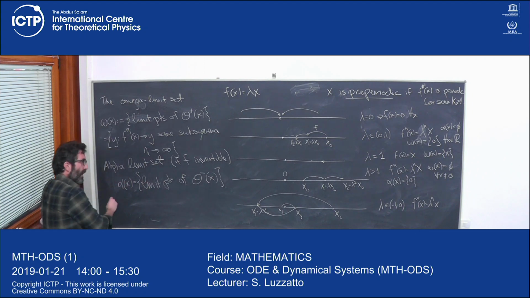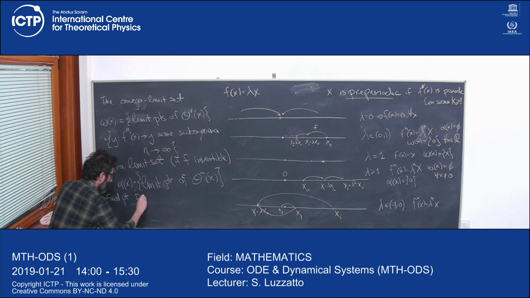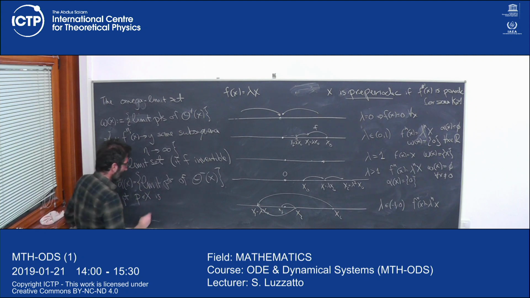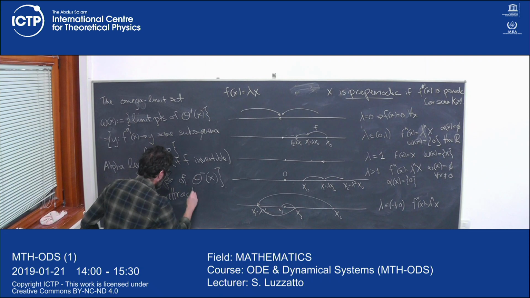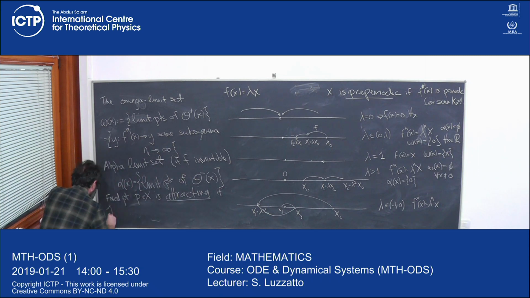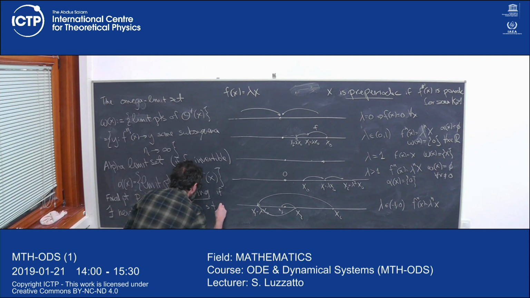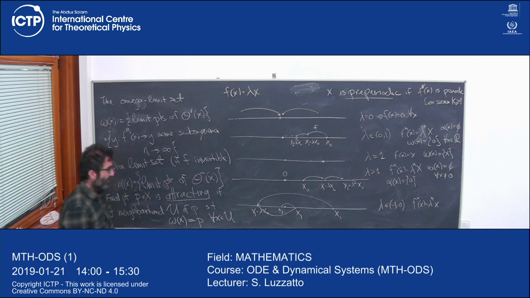which is saying that a fixed point P in X is an attracting fixed point if there exists a neighborhood U of P such that the omega limit set of X equals P for all X in this neighborhood.